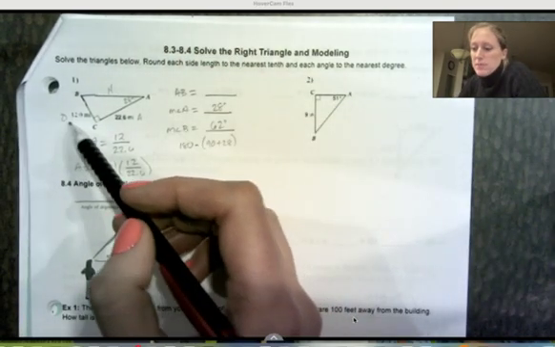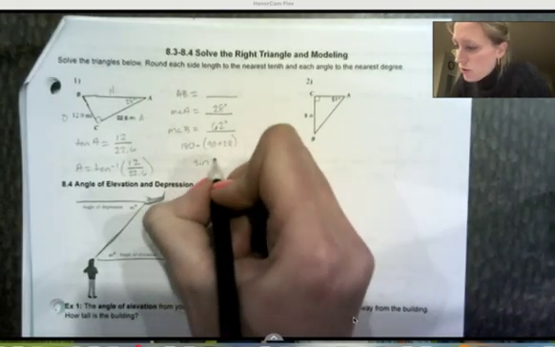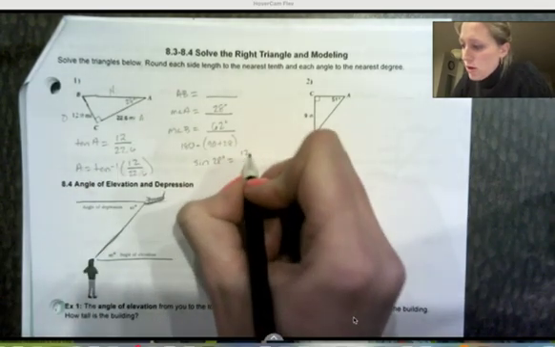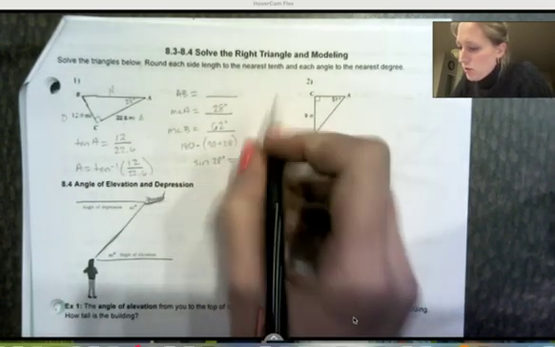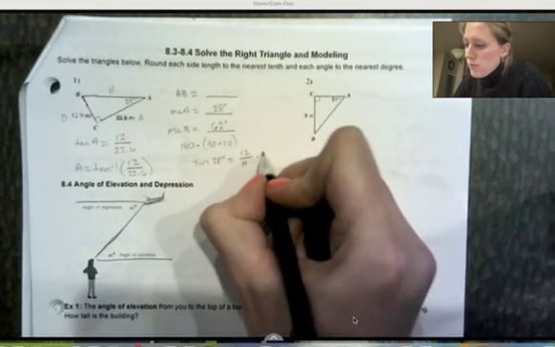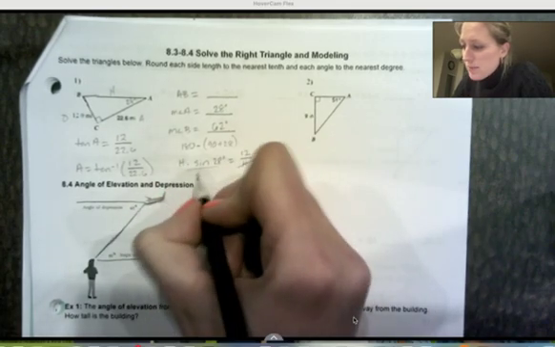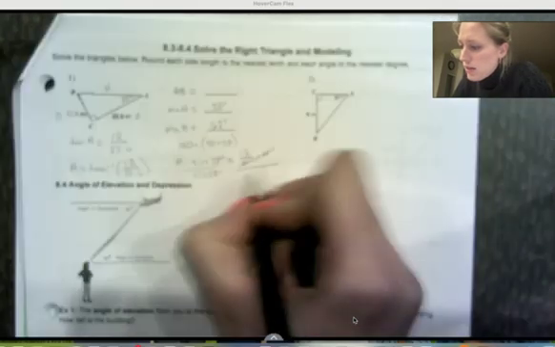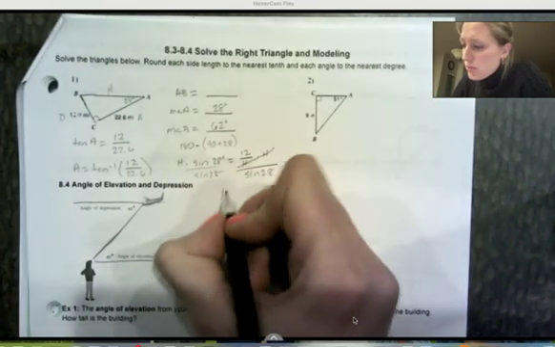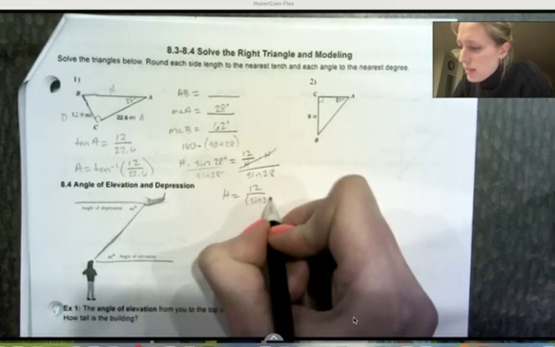So if I do opposite and hypotenuse, I'm going to use sine. So sine of my angle, 28 degrees, equals opposite over hypotenuse, so 12 over the hypotenuse. We'll just call it h. Remember, when I have a variable on the bottom, we're going to multiply both sides by that variable to get rid of it. And then I'm going to divide by sine 28. So h is equal to 12 divided by the sine of 28.